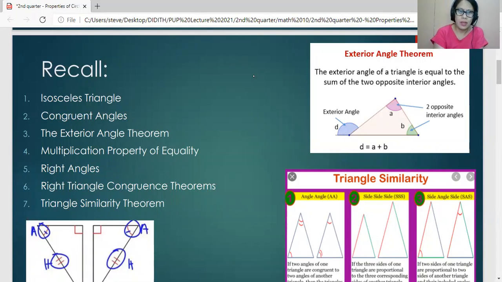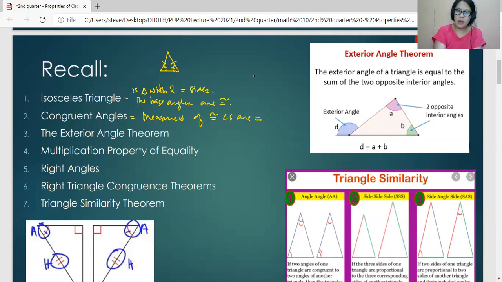So when we say isosceles triangle, this is a triangle with two equal sides. If these are the two equal sides, these are the base angles, and the base angles are also congruent. So the base angles are congruent. Now we define congruent angles as angles whose measures are equal.